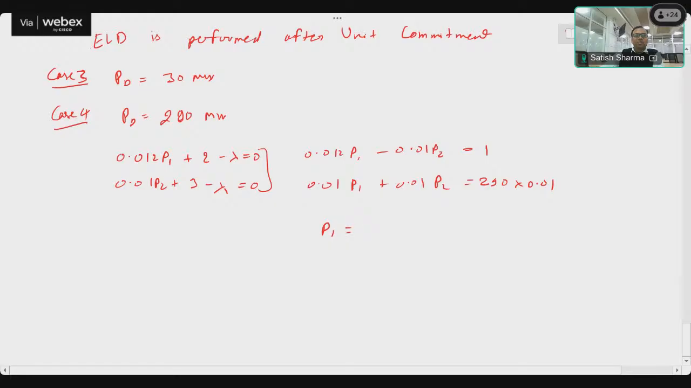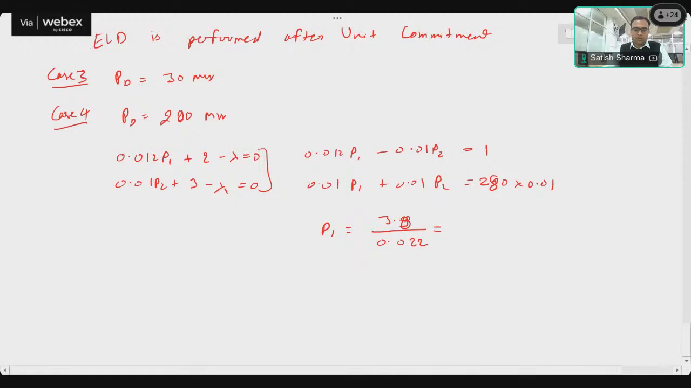So P1 will be how much? We already know the denominator will be 0.022, and above will be 2.9 and 1, which is 3.9. So it will be 3.9 divided by 0.022. And if we calculate this one, 290 is the demand, right? So it is basically 280. So in this particular case, it will be 3.8, and 3.8 divided by 0.022 is 172.